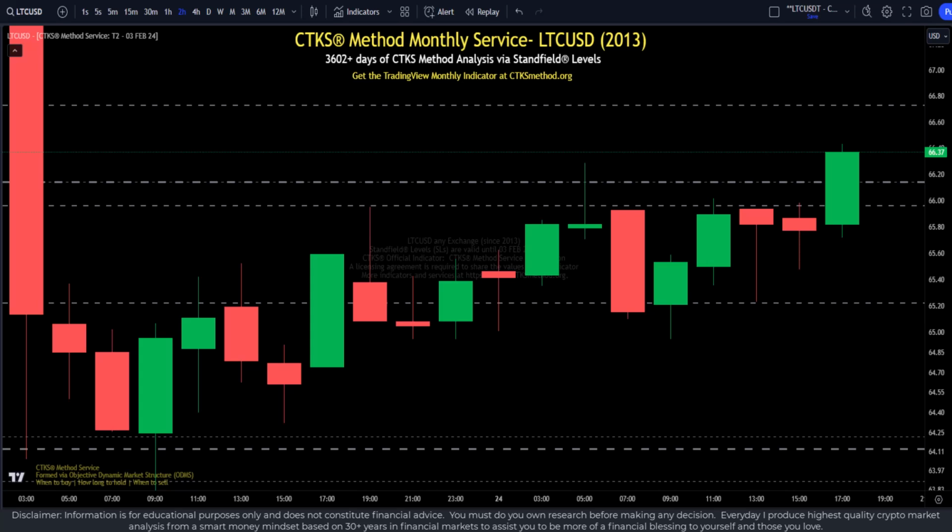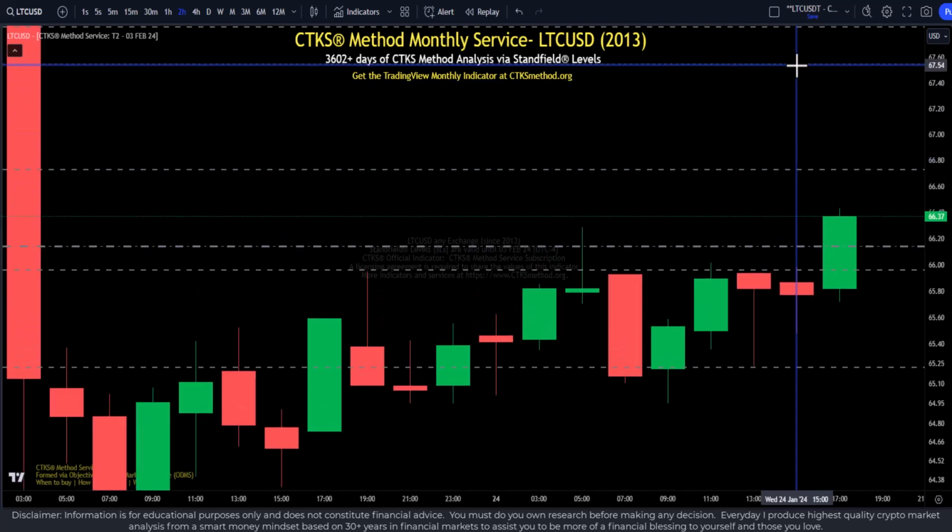When you have these structural support and resistance levels, called SLs or Stanfield levels, you literally have X-ray vision on where the market is heading. You're not guessing anymore. You know that all of these structural levels have been accounted for in terms of total price action right across from the start of the chart. Litecoin is currently trading at 66.37 and its next structural resistance level is at 66.72, and there's a lighter one up just slightly higher.